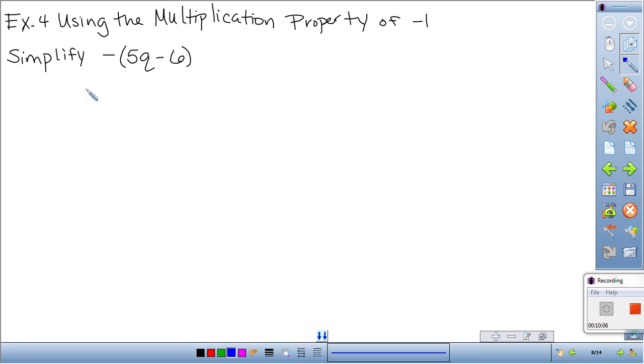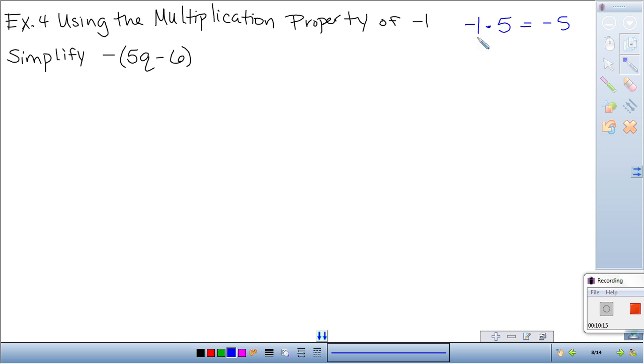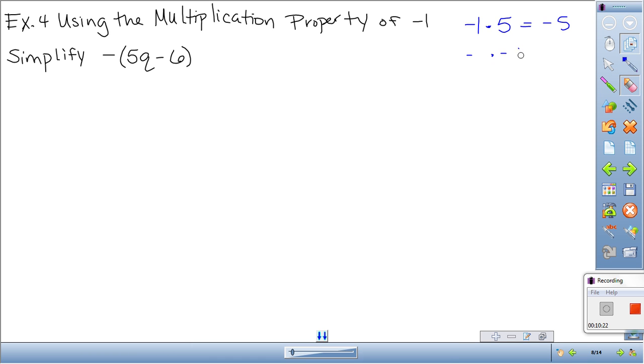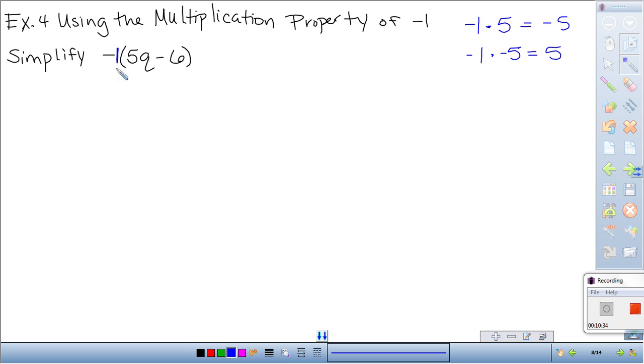Example 4. Using the multiplication property of -1. Remember that when you multiply -1 times a number, it just gives you the opposite of that number. -1 times a positive 5 is a -5. -1 times a -5 is a positive 5. So really all it does is just change the sign of your number. So that's what we're doing. In math, we like to leave out ones everywhere. So there's really this imaginary little 1 right here.